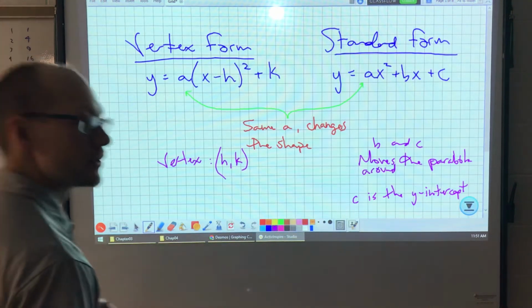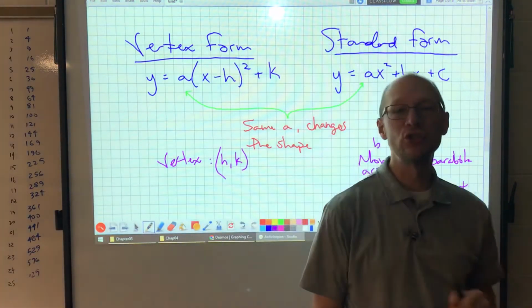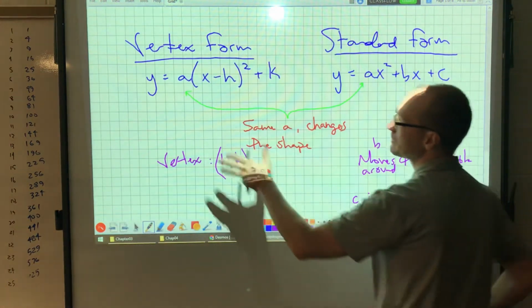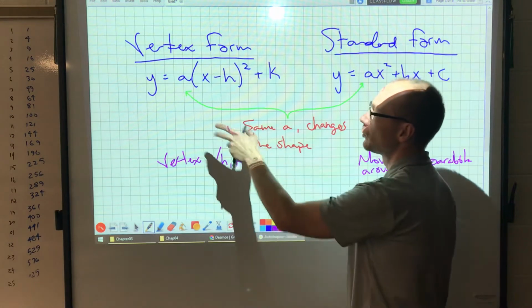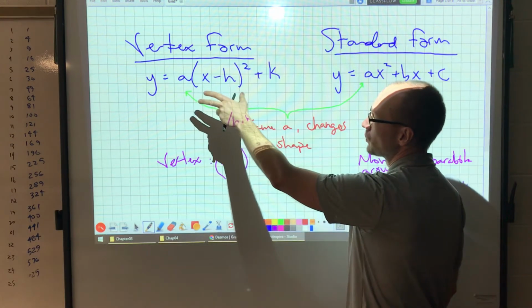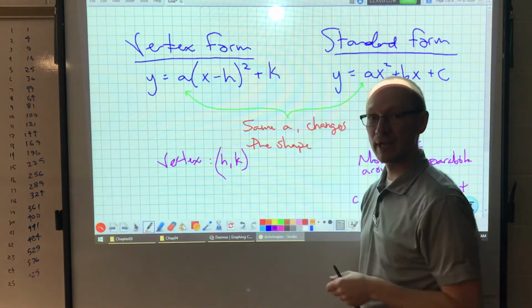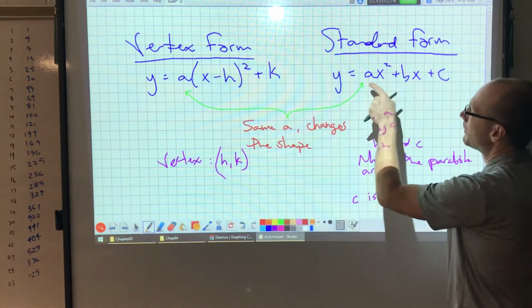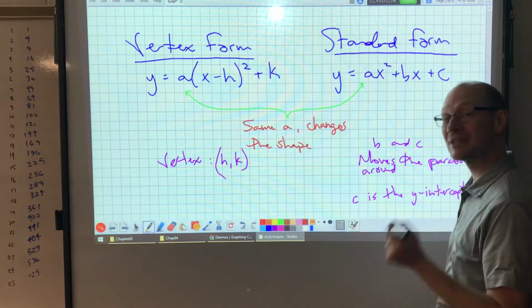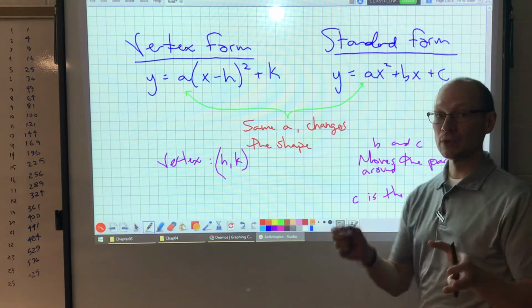Well, hey, Algebra 2 class, this is section 4.2, and it's a contrast between the vertex form and the standard form. Section 4.1 was all about the vertex form. We had a times x minus h squared plus k, where h, k was our vertex, and a is what changed the shape. Well, now we have the standard form, ax squared plus bx plus c, the same a. I mean, literally, it is the same number.